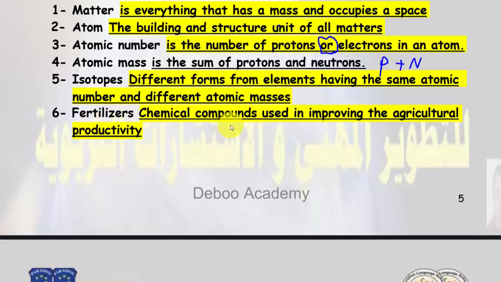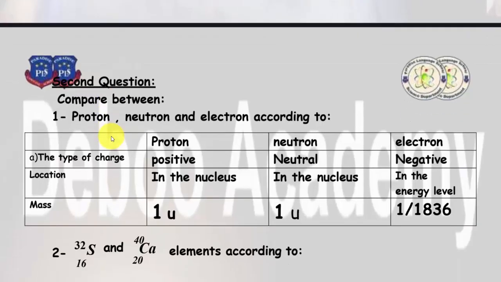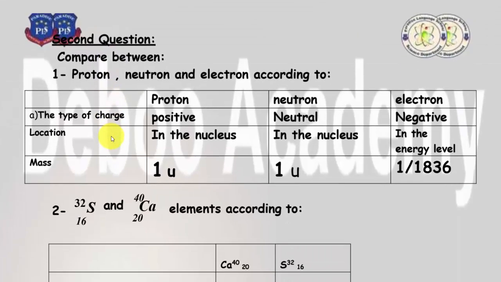Fertilizers are chemical compounds used in improving the agriculture productivity. It increases the productivity of agriculture. Let's go to the second question. Compare between proton, neutron, and electron. Location: the proton and the neutron are inside the nucleus, while the electron is outside the nucleus. Type of charge, we said proton is positive, neutron neutral, and the electron is negative.